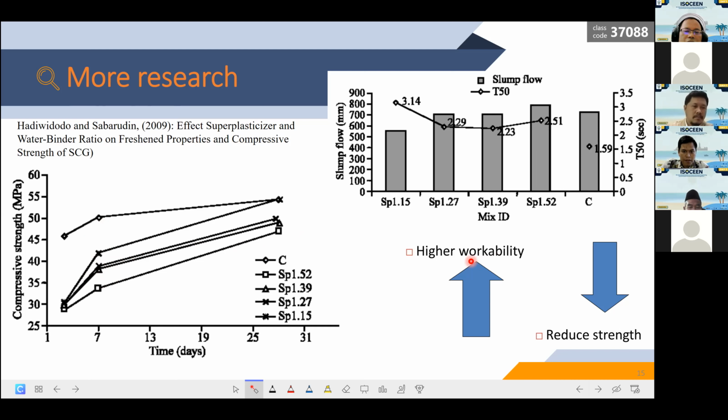We can do more research about self-compacting grout to strengthen or retrofit damaged marine structures. Thank you. That's all.